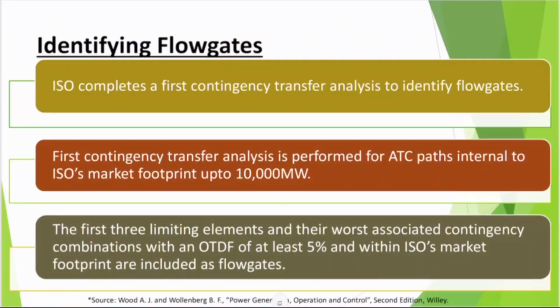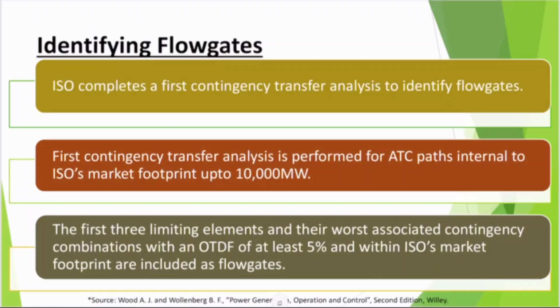Now, the ISO completes a first contingency transfer analysis to identify flow gates. First contingency transfer analysis is performed for ATC, available transmission capability, for paths internal to the ISO market footprint up to 10,000 megawatt. This is a specific case study. The first three limiting elements and their worst associated contingency combinations with an OTDF of at least 5% and within the ISO market footprint are included as flow gates.